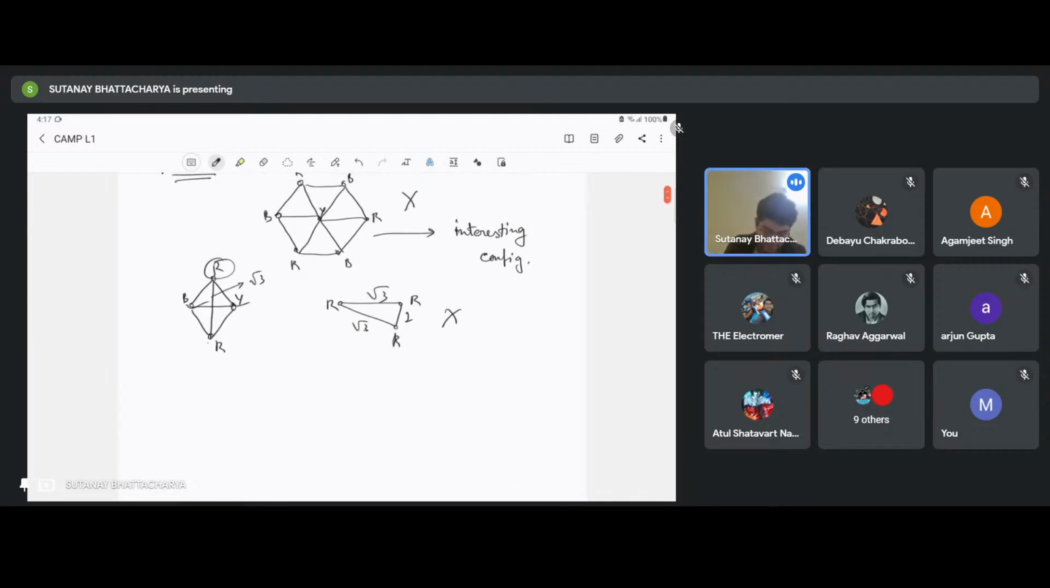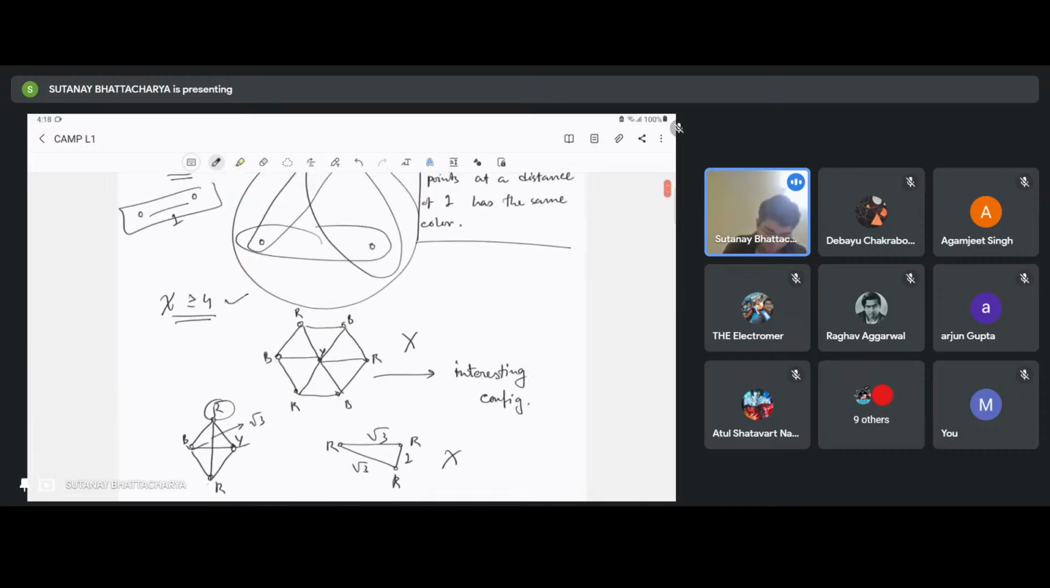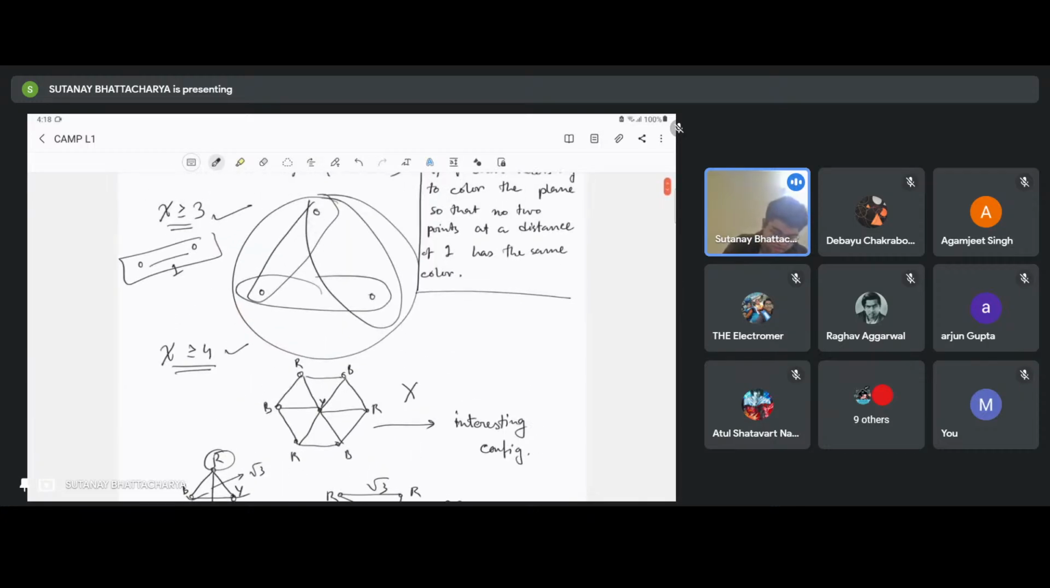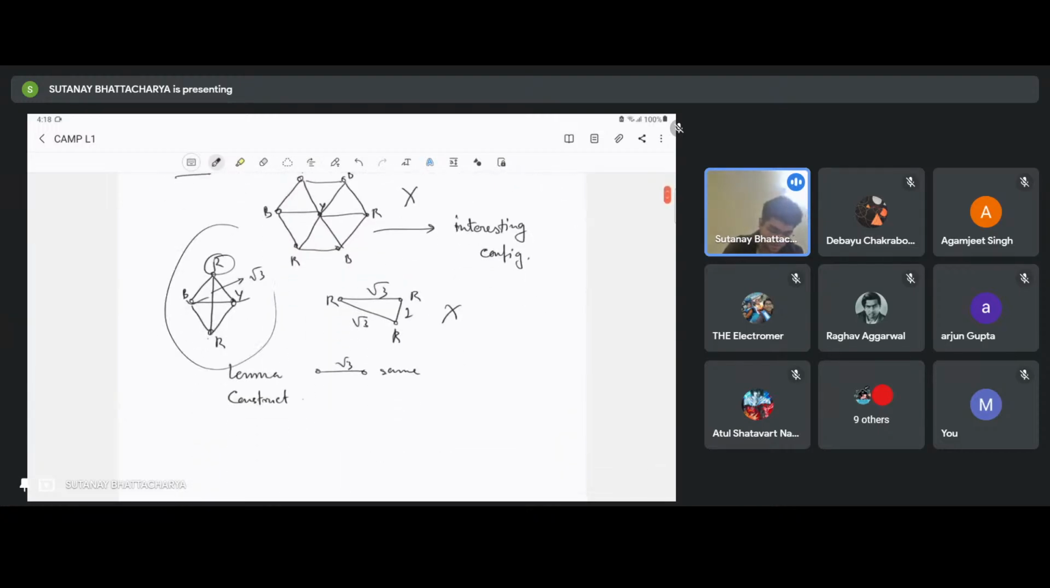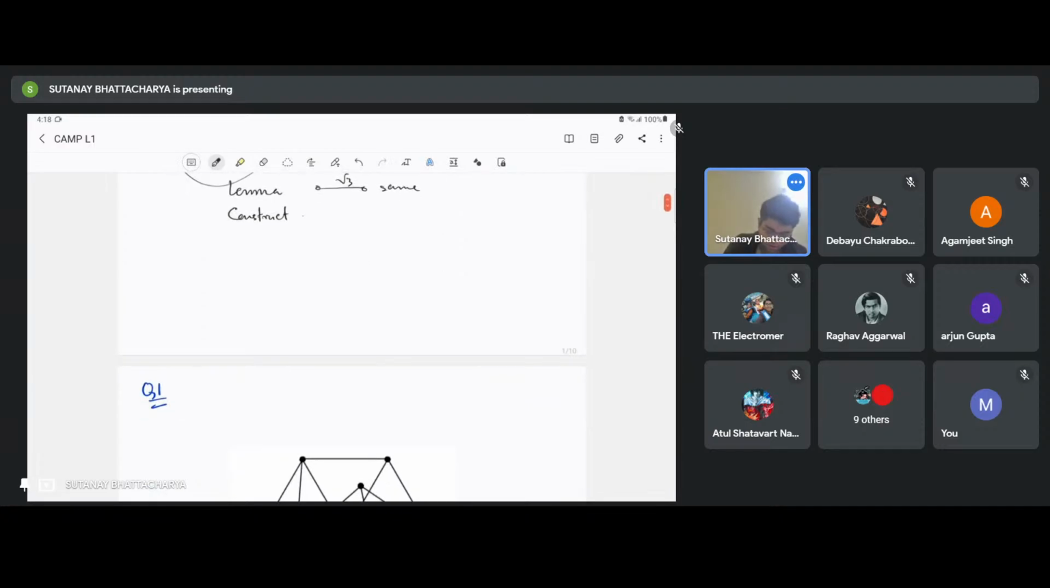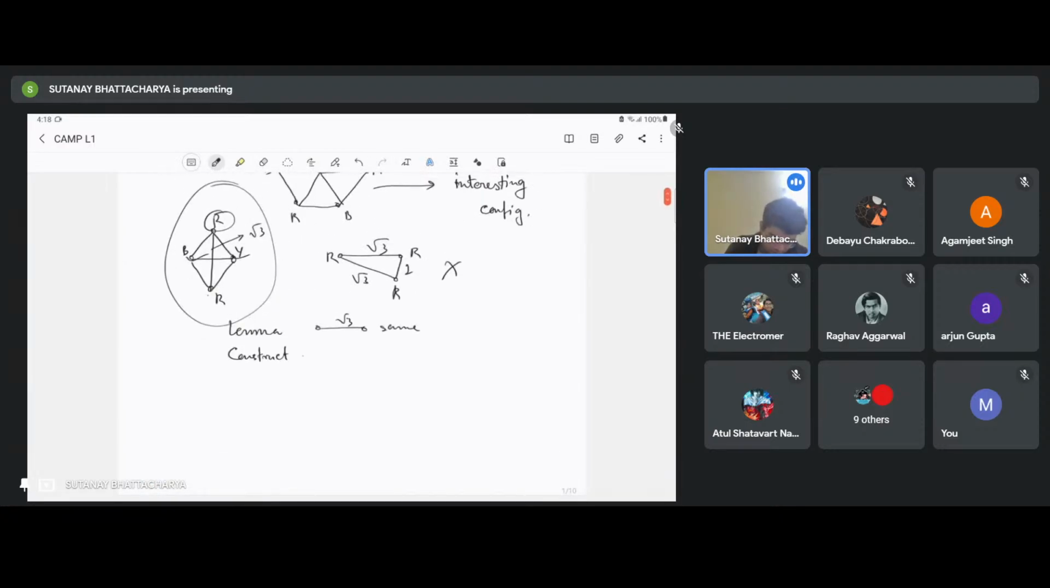This proof was basically in two steps. First, you prove a lemma, which is points at a distance of root 3 have the same color, and then you use that to construct a fairly simple diagram. But this was just one singular construction that worked. So let's see if we can phrase this argument into just one singular diagram. So how did we prove this again?